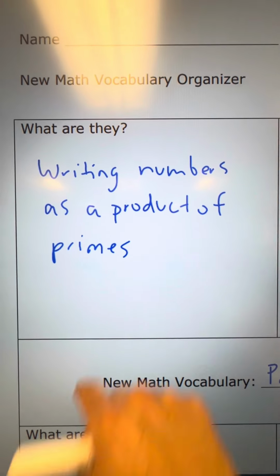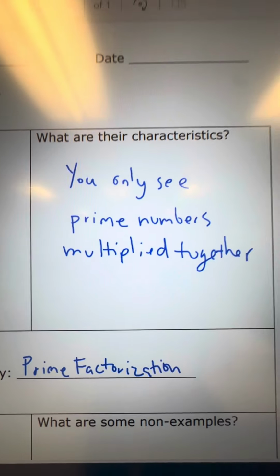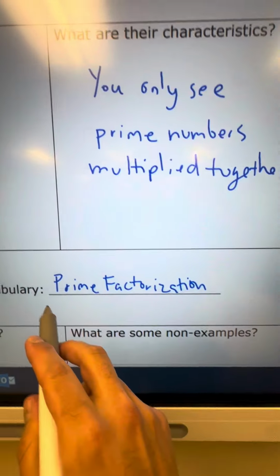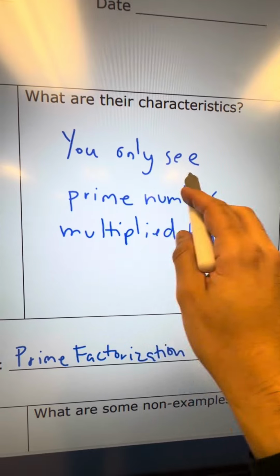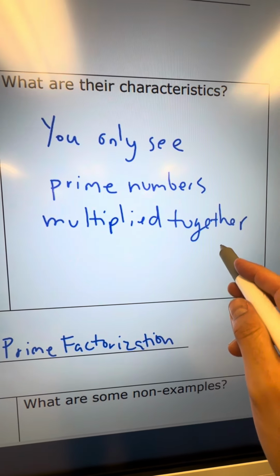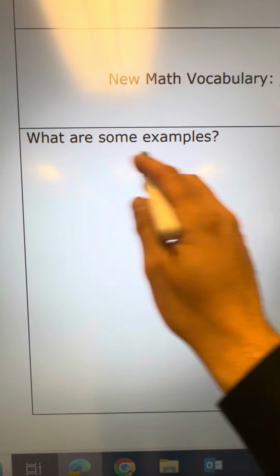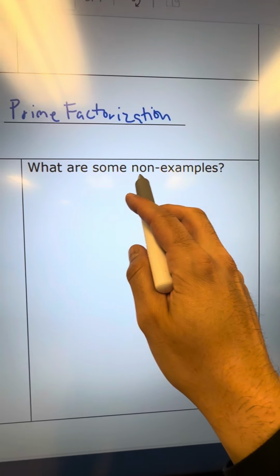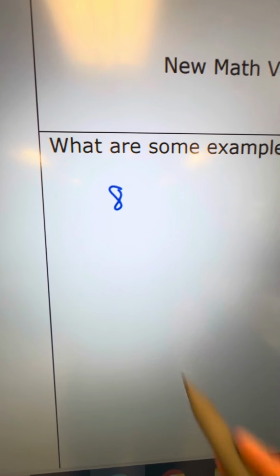And product just means you're gonna be multiplying numbers together. What are their characteristics? So for prime factorization, you're only gonna see prime numbers multiplied together. And now we're going to look at some examples, and then we're also going to write down some non-examples. So for example, the number 8.